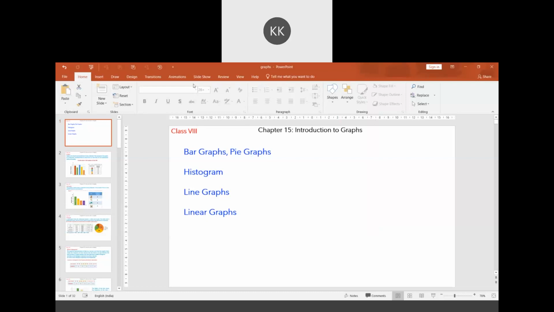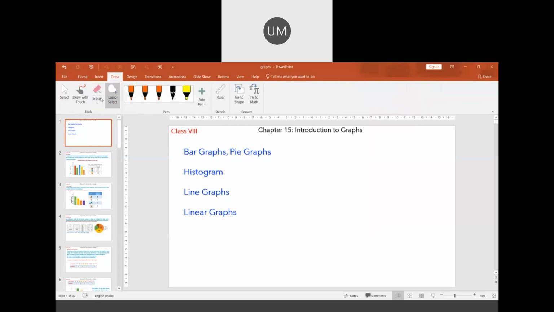Shall we start now? Yes, sir. Out of these topics, bar graph, pie chart, histogram, these things you have learned. So it is not just introduction to the graph, it's also revision of the graph. You have learned bar graph, pie chart and histogram. We'll revise this. Then we will continue with the line graph and the linear graph.